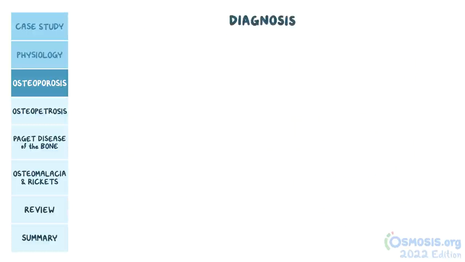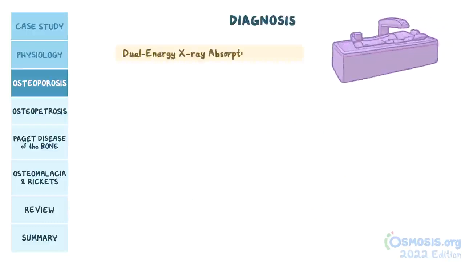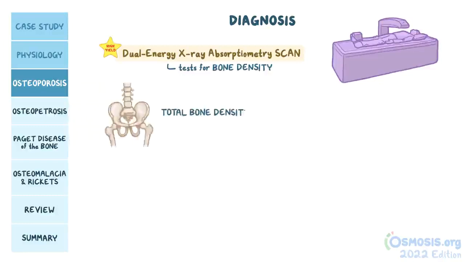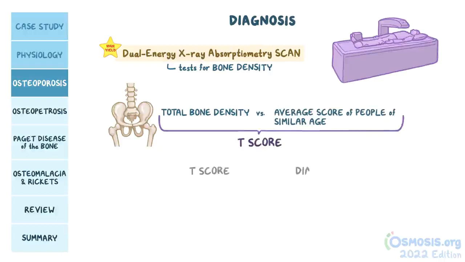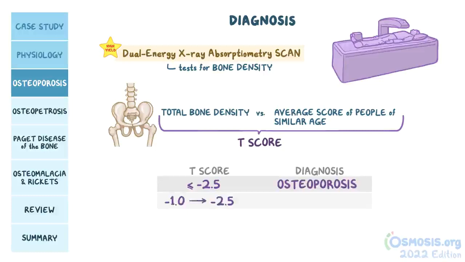Osteoporosis is usually diagnosed with a dual energy X-ray absorptiometry, or DEXA scan, which tests for bone density. The test compares the individual's total lumbar spine, hip, and femoral neck bone density to that of the average score of people of similar age, which yields the result, or the T-score. A T-score less than or equal to negative 2.5 standard deviations is diagnostic of osteoporosis. A score between negative 1 and negative 2.5 means the individual has low bone density, or osteopenia.